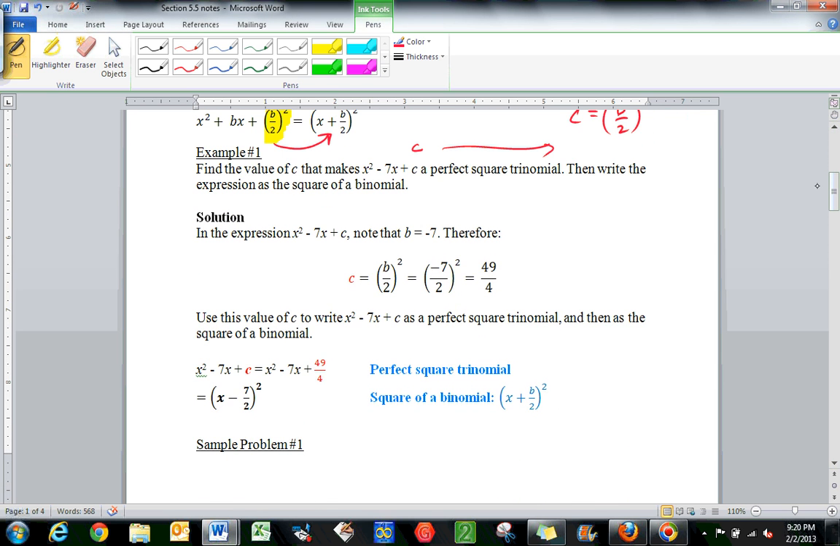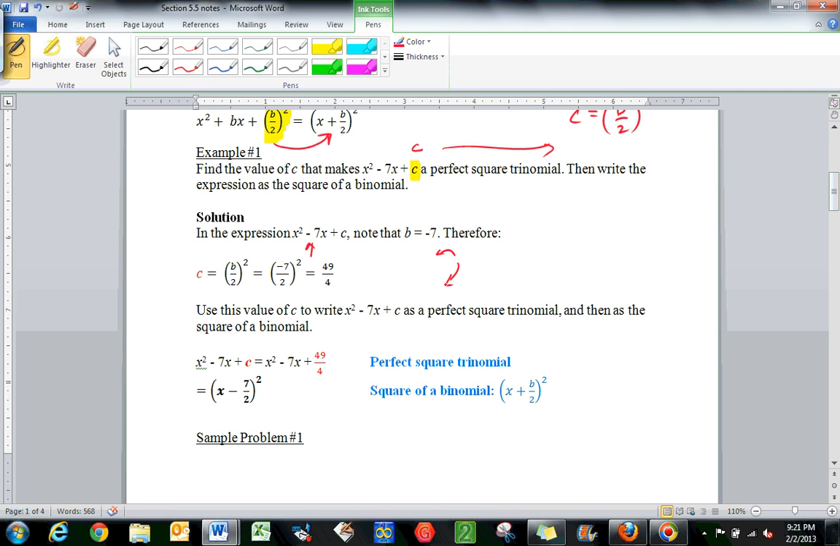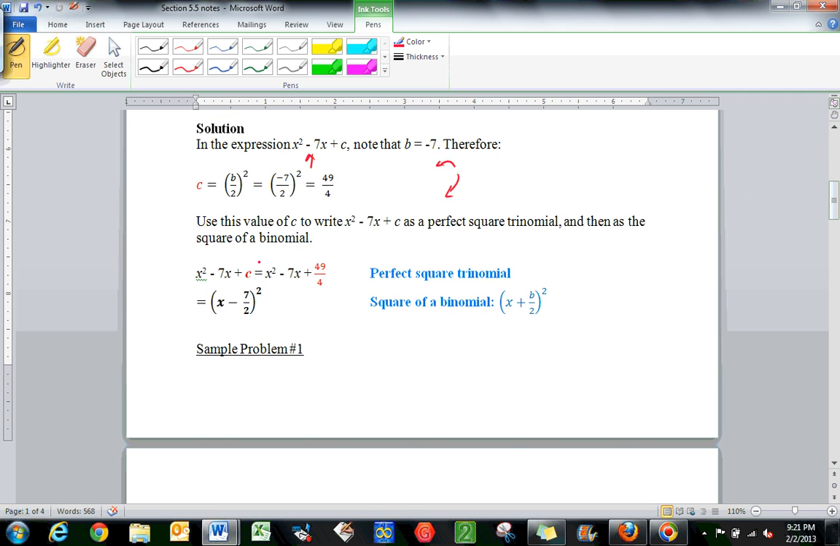Example number 1 asked us to find the value of C that will complete the square. So since we've seen that C is equal to (B over 2) squared, we can then plug in the B value, -7, in here, and then the square is applied to both parts of the fraction, giving us 49 over 4. So in this case, the 49 over 4 would represent the C value.